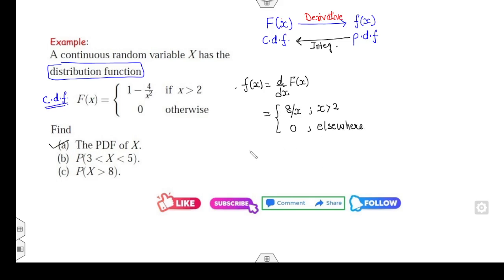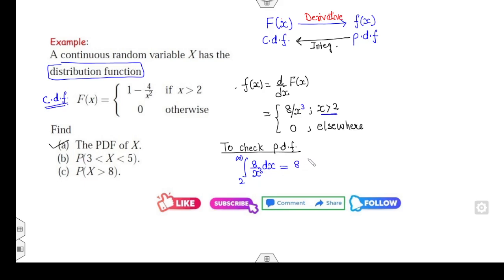You can also check whether this is the PDF or not. How you can check whether this is a PDF or not? So what is the definition of the PDF? Integration must be 1. So if you use the domain 2 to infinity, if you integrate them, fine, check whether this is 1 or not. Fine, sorry, it's an integration. It's a derivative. So derivative will be 8 over x cube. Fine. Now can you integrate them?